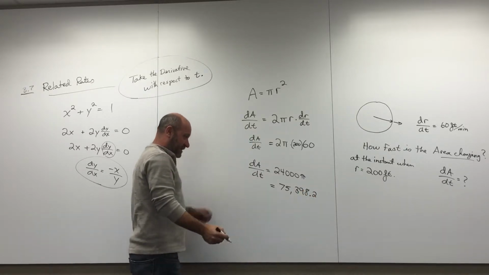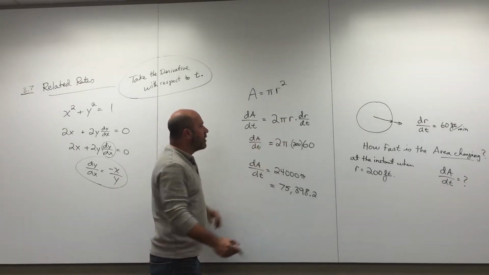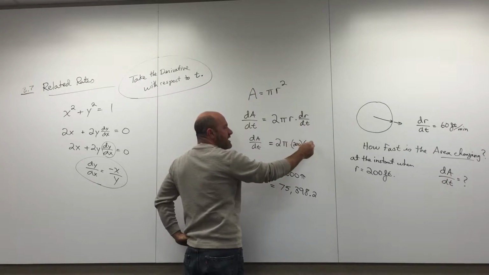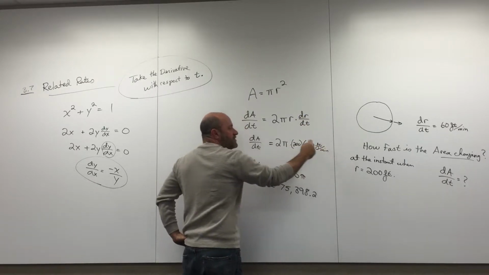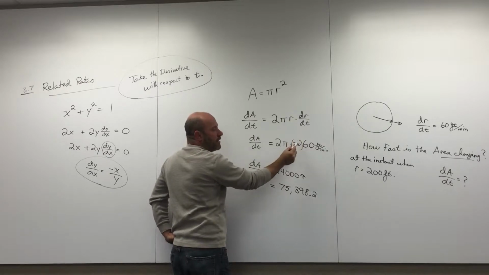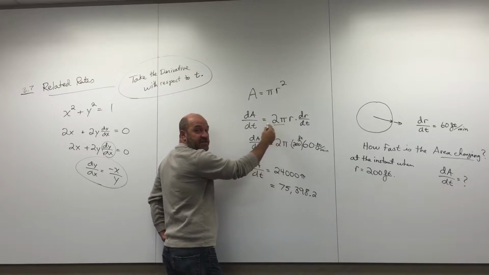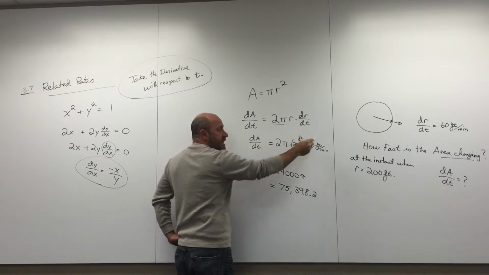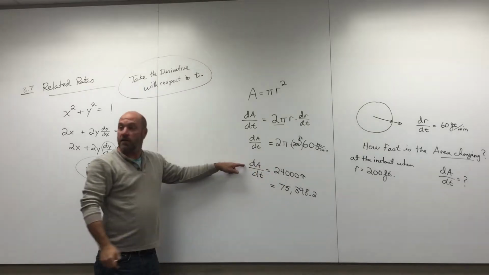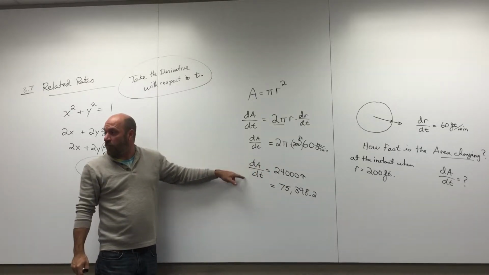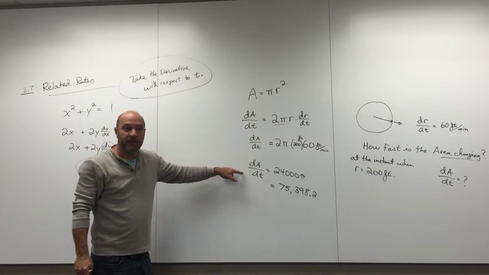What are the units on this? I could have kept track of my units a little better. What were the units on this 60? That was feet per minute. What were the units on 200? Oh, that was 200 feet. There are no units on this number here. So this is feet squared per minute, which is what it's supposed to be. It's an area over time, square feet per minute.